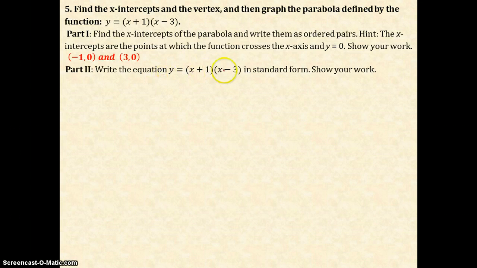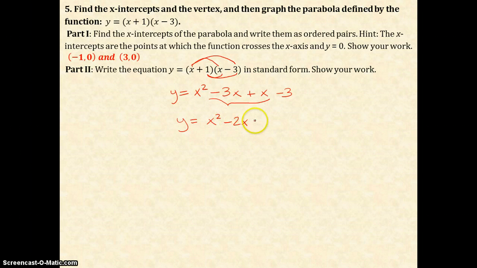Now we need to write the equation in standard form, and that's going to happen by using the distributive property twice, or doing FOIL as you may know it. Y equals x times x is x squared. X times negative 3 is negative 3x. 1 times x is positive x. 1 times negative 3 is minus 3. Combine a couple of like terms here, and y equals x squared minus 2x minus 3.